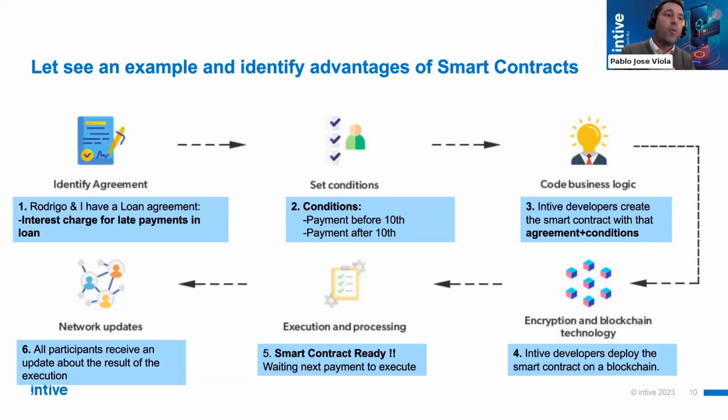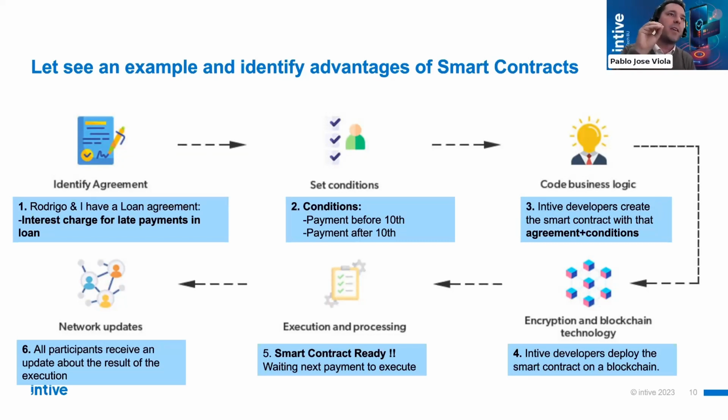So the smart contract will react, apply an interest charge, and update the next payment amount. And after that execution, in the last step, all the network participants will receive an update about the result of the execution of the smart contract. That is the entire flow to have a smart contract working for us.